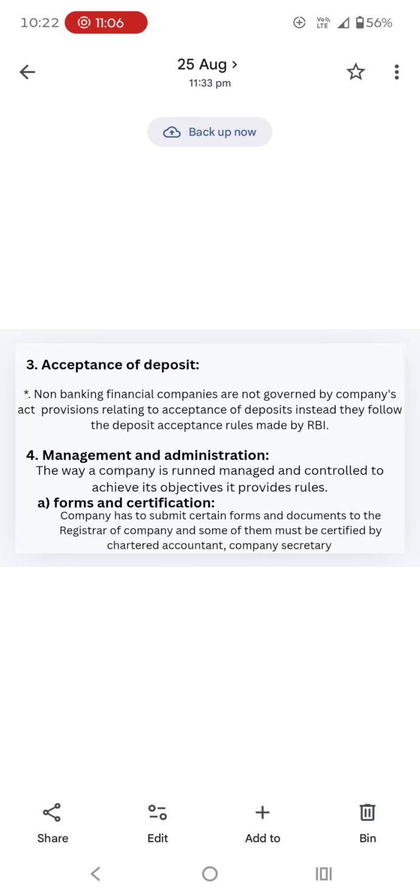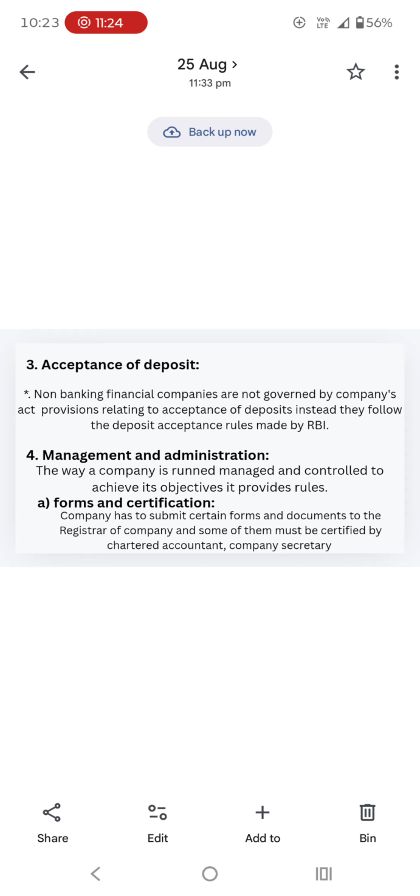Acceptance of deposit, this is the last point. Non-banking financial companies are not governed by Companies Act provisions relating to acceptance of deposit. Instead, they follow the deposit acceptance rules made by RBI.